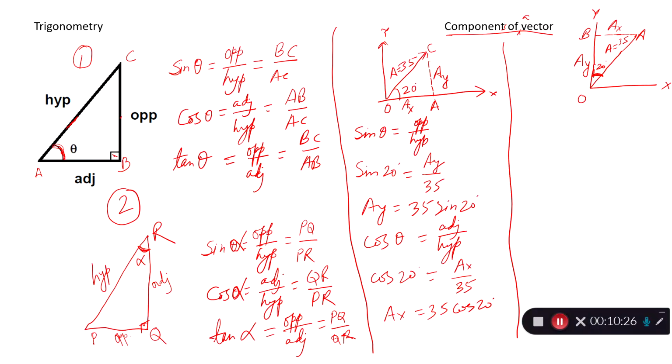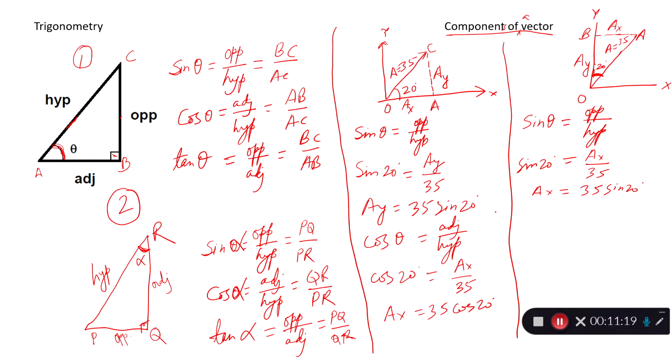Now in this triangle OAB, let's define sine theta. Sine theta has the same formula, opposite divided by hypotenuse. The angle given is 20 degrees, so theta is 20 degrees. In triangle OAB, the opposite side, looking from the given 20 degree angle, is AB, which is the AX component, divided by hypotenuse, which is OA, which is given 35. So you calculate AX is equal to 35 sine 20 degree.